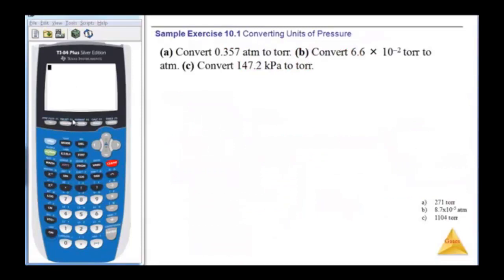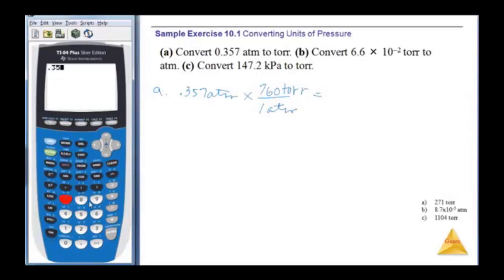Alright, so let's do a little bit of conversion. A is convert 0.357 atmospheres to torr. So if I have 0.357 atmospheres, what I know is 1 atmosphere is 760 torr. And if I punch that into my calculator, I get 0.357 times 760. Should have 3 sig figs in my answer, and I get 271 torr.